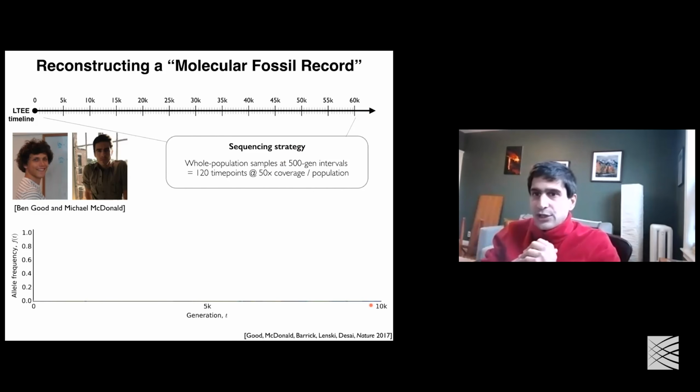And so the kind of data that you get is, I'm just zooming in on the first 10,000 generations of one of the populations. I'll show all of the rest of them in a moment. Here's an example of the kind of thing you see.